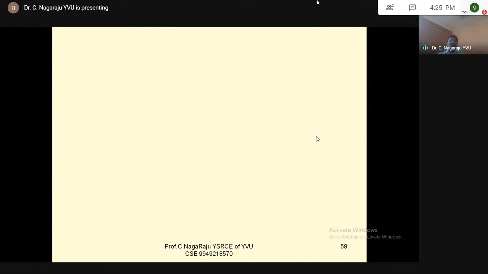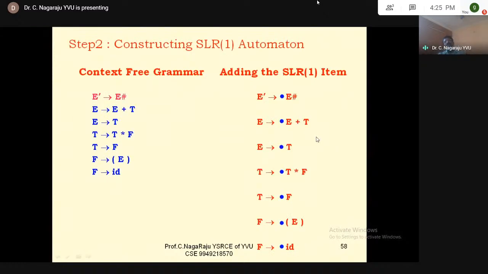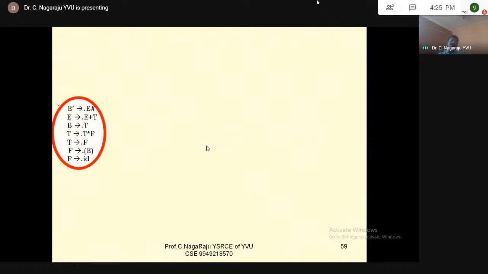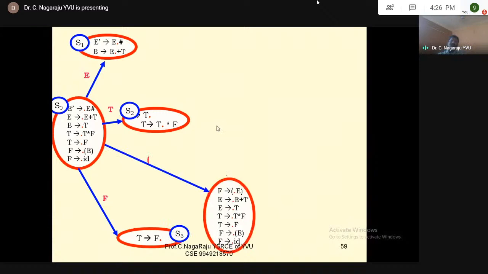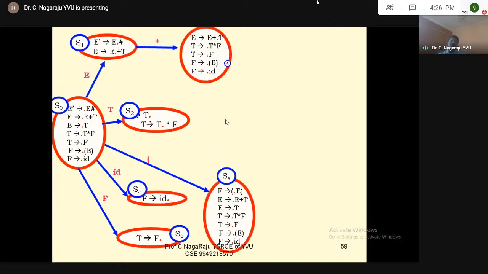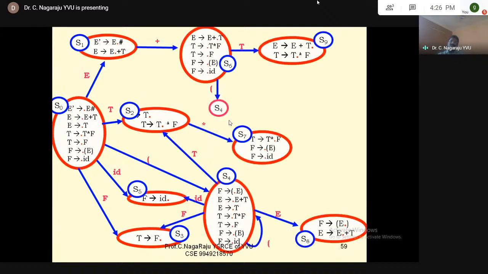By using this entire augmented grammar, we can create the item closures. Already we have explained that. Item closures: it is state 0, then state 1. I don't want to go in depth because it is the similar procedure we took in the LR0 parser. The same procedure applies, but with animations you will see that. So we are creating all these symbols.